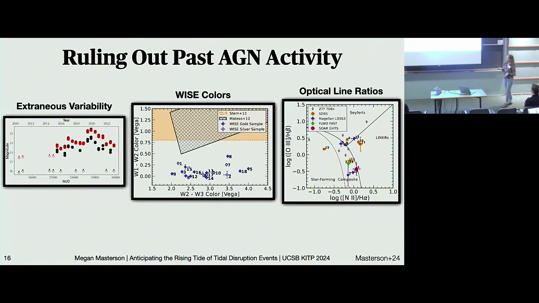We also cut on WISE colors. These are showing the sources in our sample, and basically none of them sit near the boundary for AGN. And finally, we obtained optical spectroscopic follow-up, and we've basically ruled out anything that sits in this Seyfert land up here. And we found very little AGN contamination from this sample.